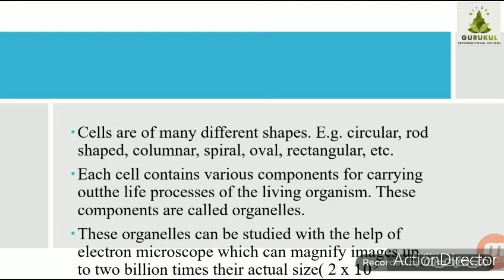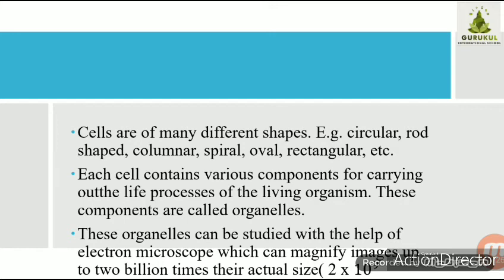Each cell contains various components for carrying out the life processes of the living organism, and these components are called organelles. Till now we have seen that cells are very minute in size. You cannot see cells with the naked eye, and inside the cell again different components are there, called organelles. I repeat, children pay attention over here. Each cell contains various components. The cell is very small, and inside the cell some components are present. Why are they present? For carrying out the life processes of the living organism.